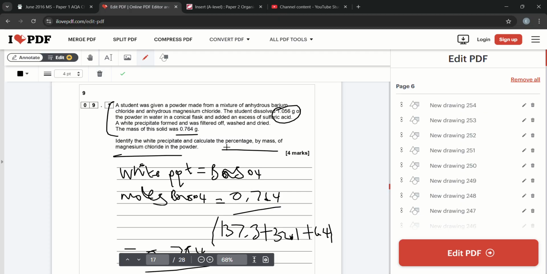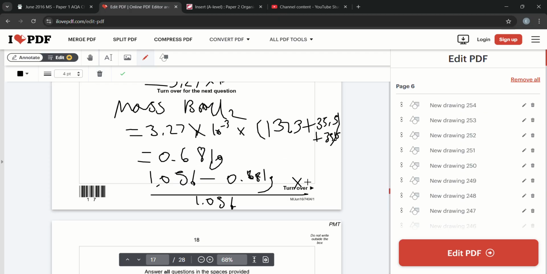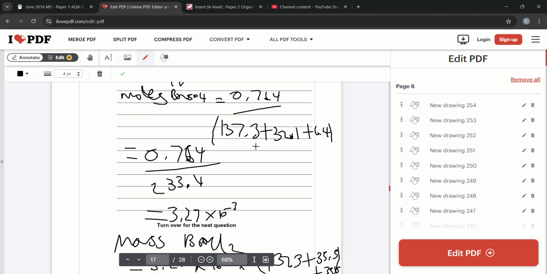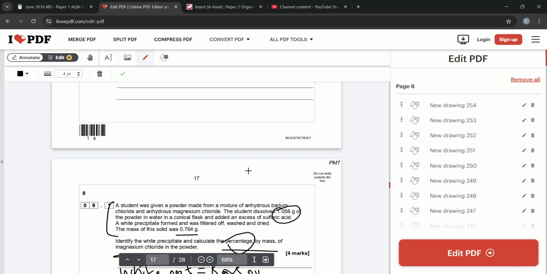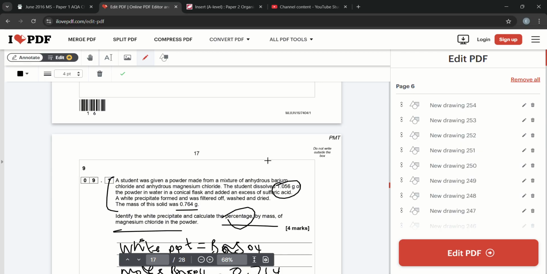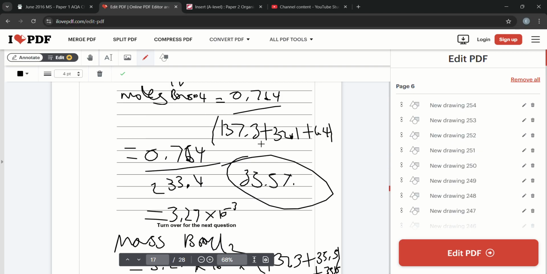It says percentage by mass, so we times by 100. 1.056 minus 0.681 over 1.056 times 100, and I get 35.5%. And that is the end of question 9. It's just one part. That's why I usually scroll up, but it's just one part in this case. And that's the end of question 9.